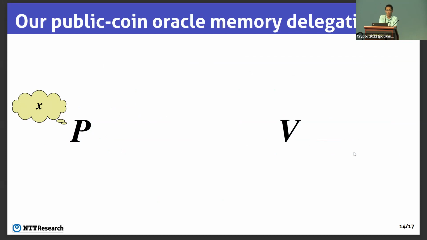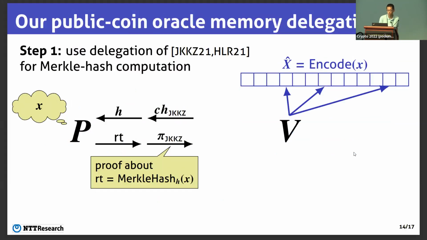So finally, I'm ready to explain our construction. The first step of our scheme is that the prover uses the delegation of JKKZ and HLR to prove the correctness of macro hash computation of the memory. In particular, the verifier sends the hash function along with the challenge string to the prover, and the prover computes the macro hash of the memory and sends it to the verifier along with the proof, showing that the macro hash was correctly computed.